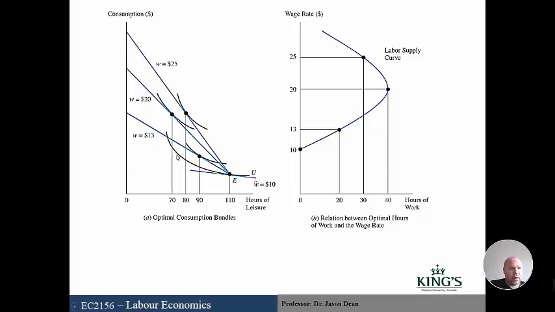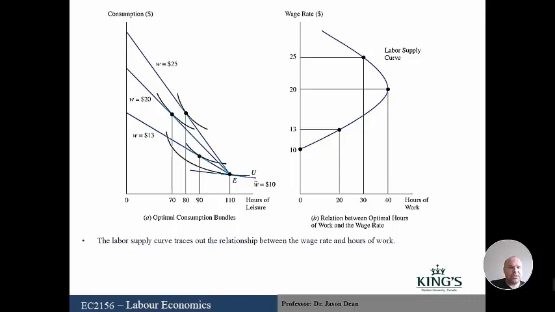We now have a wage and hours worked combination that we can plot over here in the labor supply space, which is the wage and hours worked. So when the wage is $10, they don't work. That's their reservation wage. When the wage is $13, they're going to work 20 hours. So this point corresponds to this point.